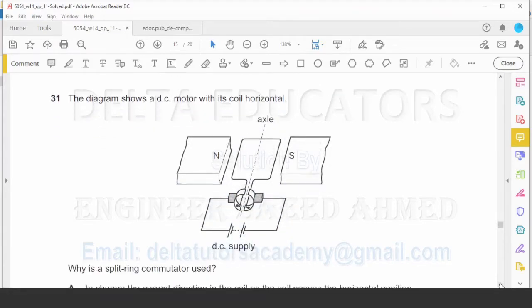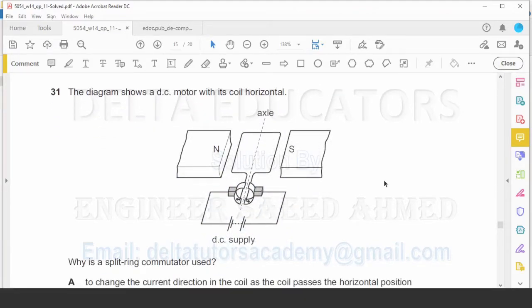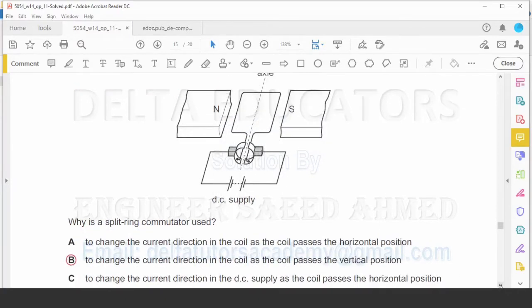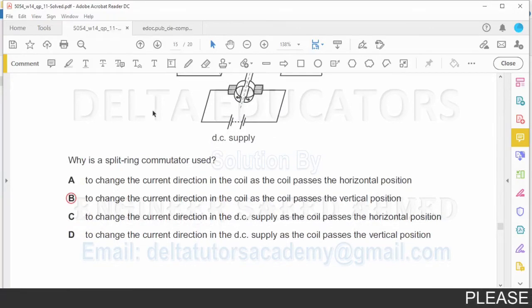Question number 31. The diagram shows a DC motor with its coil horizontal. Why is a split ring commutator used? The reason to use the split ring commutator in electric motors is to reverse the direction of the current when the coil is in the vertical position. So it is given here in option B, to change the current direction in the coil as the coil passes the vertical position. So our correct option is option B.